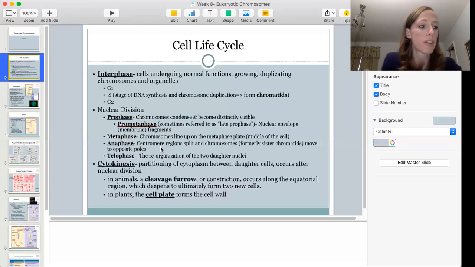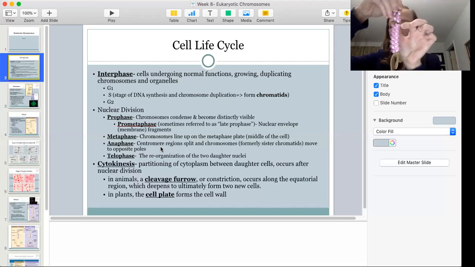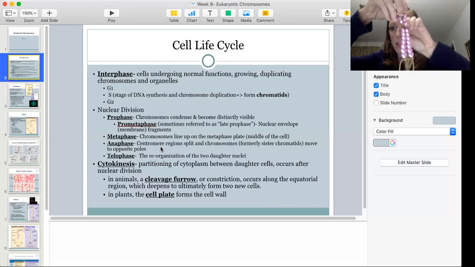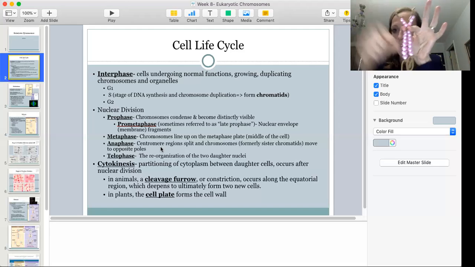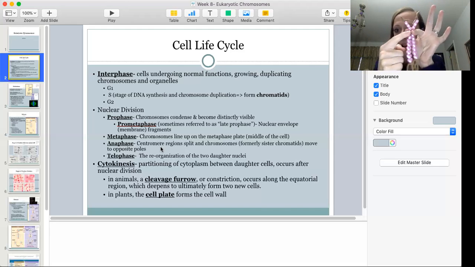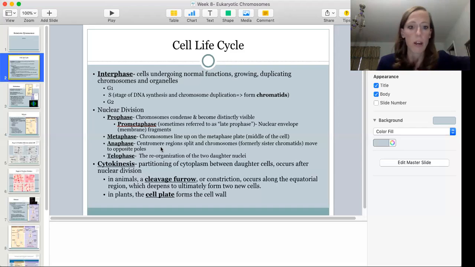And I'll mention that they had been bound at the centromere. So they had been attached at a particular point in those sister chromatids. And that, in my little model, is right here, okay? They had been bound, and that's the centromere, the point at which they were bound, okay?